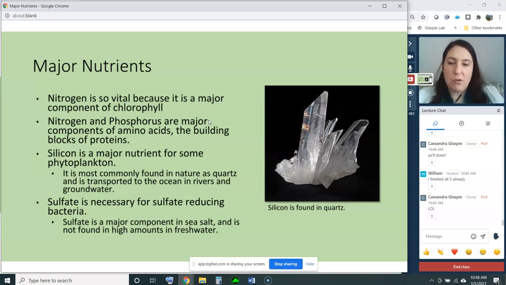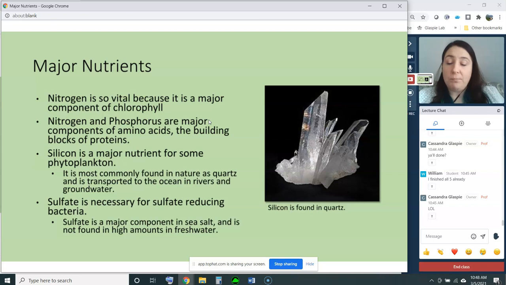Nitrogen and phosphorus are the most important, but we have a couple others that are super important at coastal areas and in the ocean in general, and that is silicon, which is a major nutrient for some phytoplankton. They make their shells out of it, so they need it to be able to do primary production and grow. This is commonly found in nature as quartz, and it's transported to the ocean in rivers and groundwater. And so there's usually a lot of silicon in coastal areas, not so much in the open ocean. So there might be some competition for that resource in the open ocean.